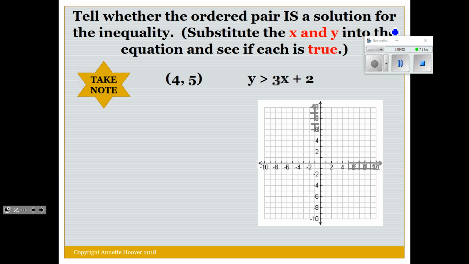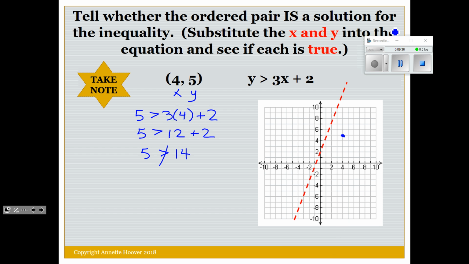Let's try that again. Would the ordered pair (4, 5), which is located right here, be part of the solution, part of the shaded area from this equation? So let's plug in 4 for x and 5 for y. That would be 5 is greater than 3 times 4 plus 2. 5 is greater than 12 plus 2. 5 is greater than 14. Is 5 greater than 14? It is not. That means it's not. So we don't want that to be in the shaded area.